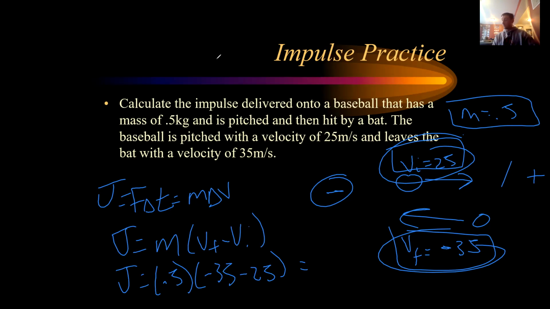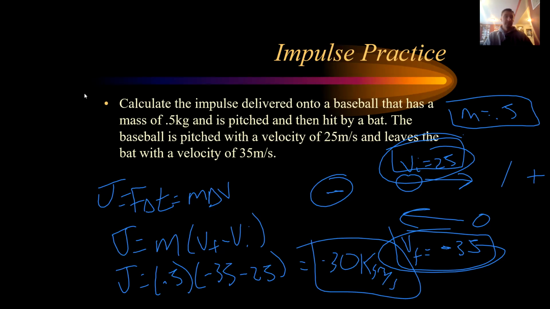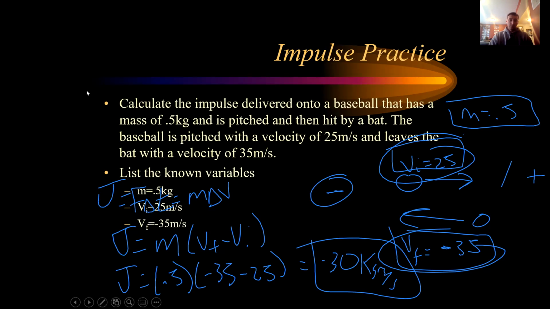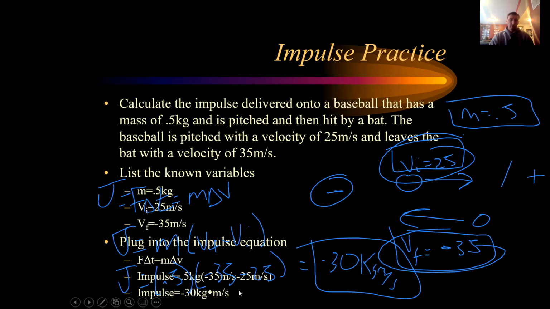I don't know my calculator. Let me pull it up real quick. I got negative 35 minus 25 gives me negative 60, times 0.5 gives me negative 30. So I'm going to get a negative 30. That should be my answer here. So let's see what we get. Negative 30. Yep, perfect. All right.